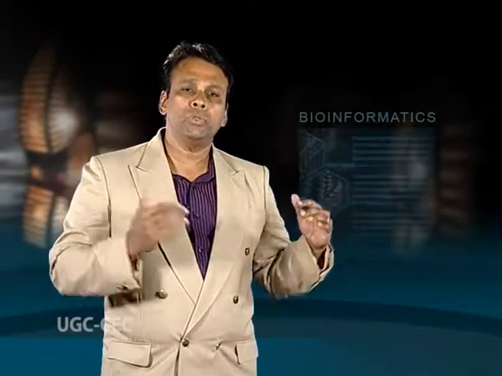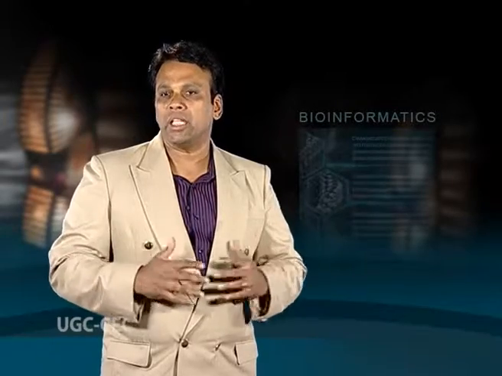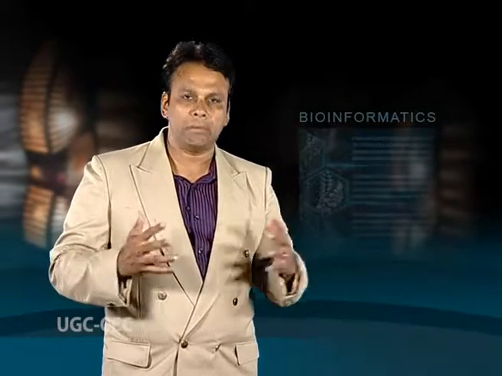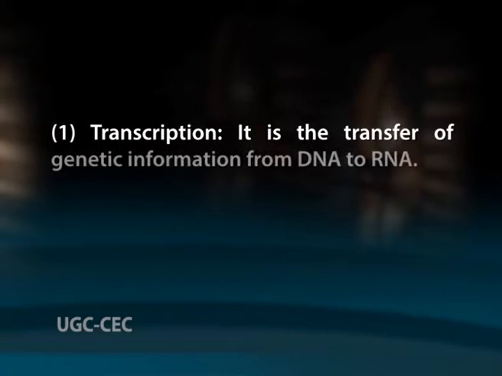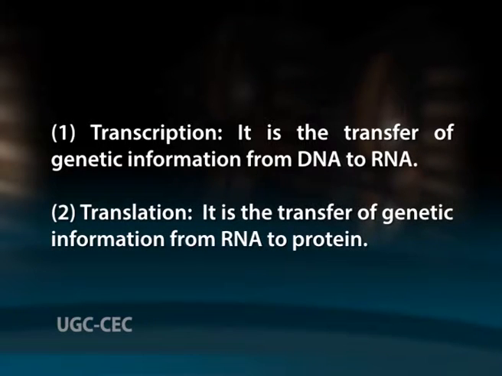According to the central dogma of molecular biology, genetic information flows from DNA to DNA during its transmission from generation to generation, and from DNA to protein during its phenotypic expression in an organism. The transfer of genetic information from DNA to protein involves two steps. 1. Transcription. It is the transfer of genetic information from DNA to RNA. And 2. Translation. It is the transfer of genetic information from RNA to protein.